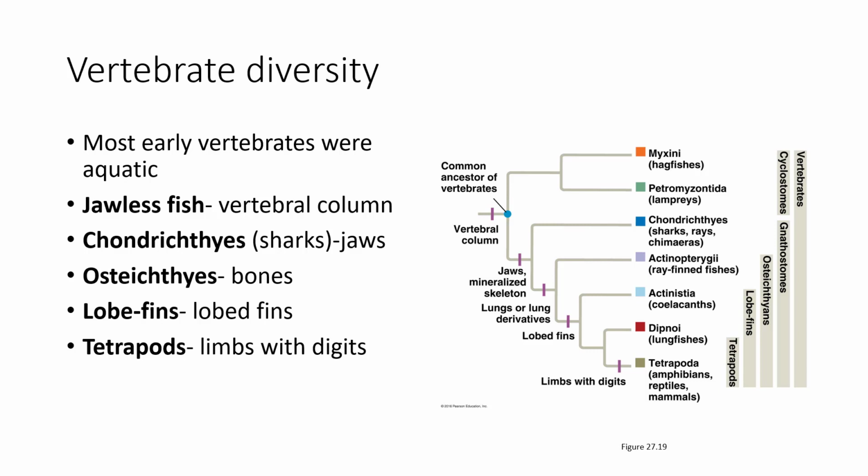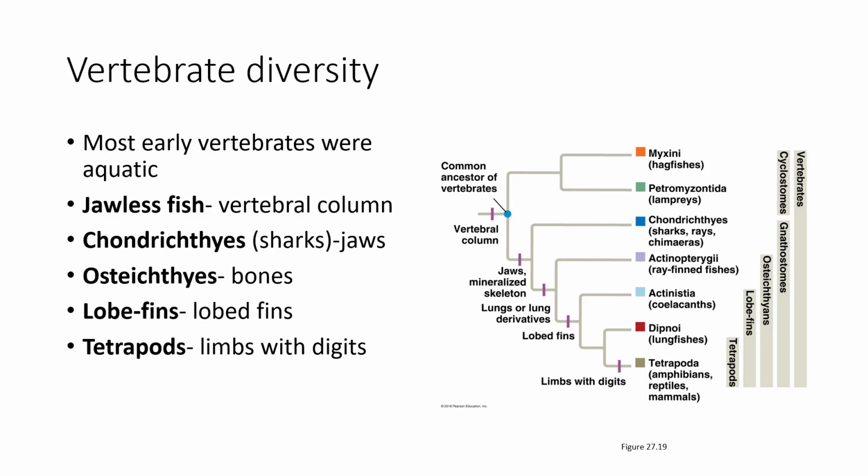The actinopterygidae are going to have ray-like fins, and those are part of the osteichthyes. Osteichthyes have true bones, the bony fish. And those would give rise to a group called the lobe fins, which would be the coelacanths and the lungfishes. And those coelacanths and lungfishes would later give rise to a group called the tetrapods. And we're going to look at those at the end of today's lecture.